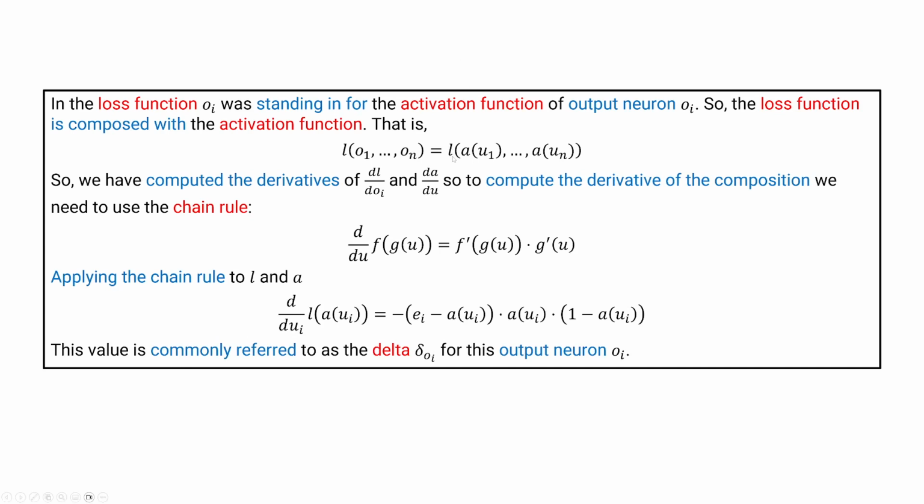So we've sort of gone on the outside, we've got L, on the inside we've got A. So we can think of the chain rule here as being f and g. What we're going to do is we're going to get the derivative of the outside calculated with the output of the inside. So remember, our g of u is A of u, the activation.